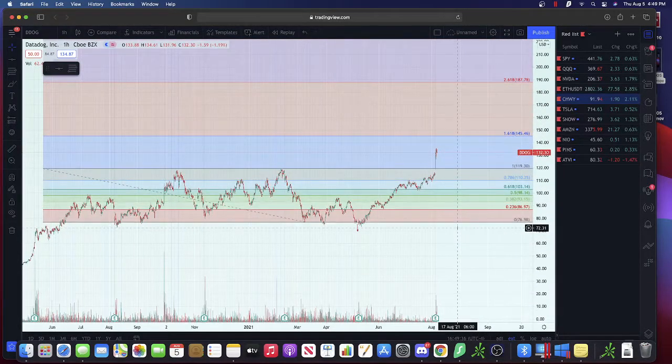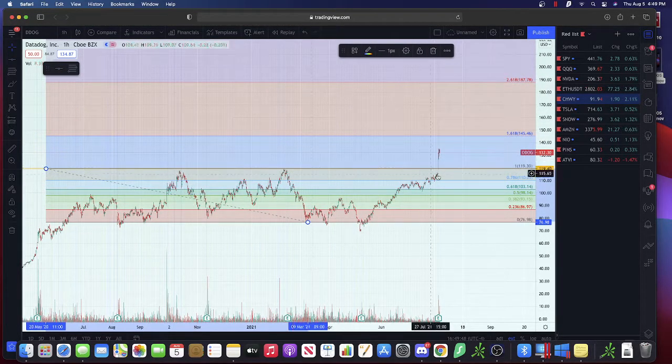Realistically, is it going to? It more than likely, since it didn't come back and retrace many of these levels, it kind of flew through them. It will want to come back down at least to this point, where you see previous resistance, previous peaks here, before continuing an uptrend.